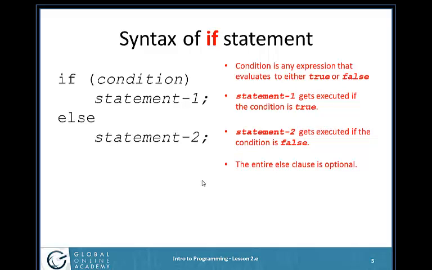The entire else clause is optional. We could just say if condition statement 1 and not have an else. But if we want an else, we can put it in. Now notice there is no semicolon after the condition, and there's no semicolon after the word else. The syntax of this is if condition statement 1 semicolon, else statement 2 semicolon. That's awfully important. And we'll see some examples of what can happen if you get that wrong a little bit later on in this video.